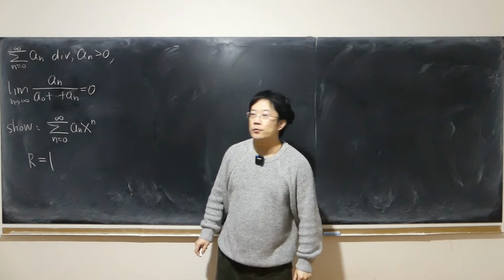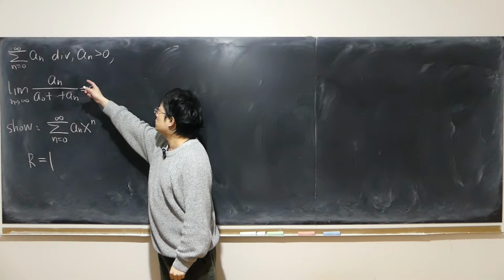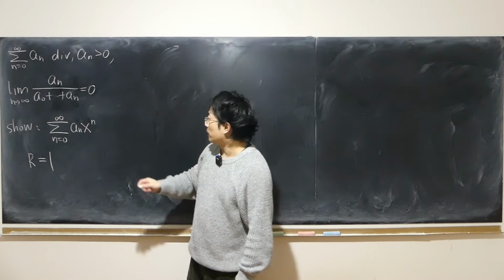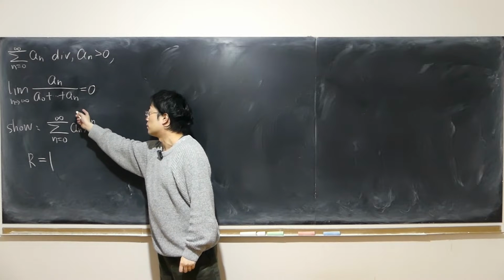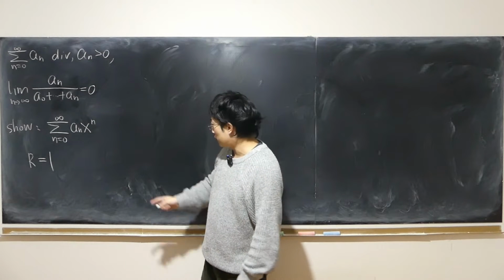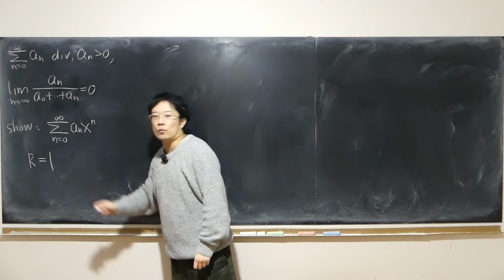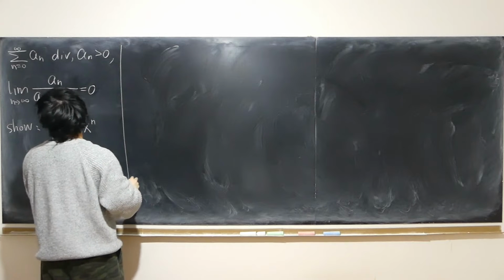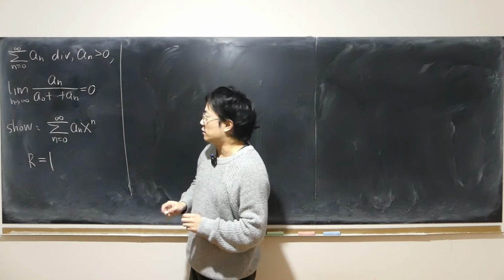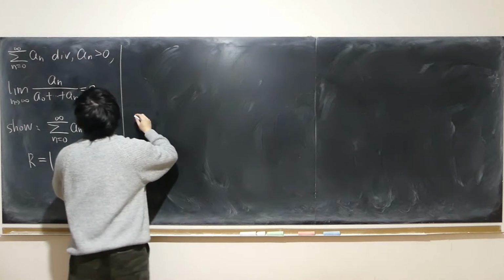If a series is convergent, and every term is positive, a positive series, and also the limit of an over a0 plus a1 plus all the way up to an is equal to 0. And we want to show that for this infinite power series the convergence radius is just 1. To prove this, first I'll show that the convergence radius is less than or equal to 1.